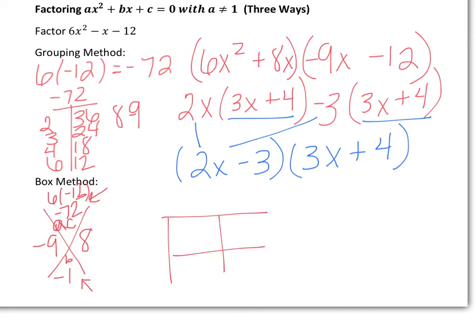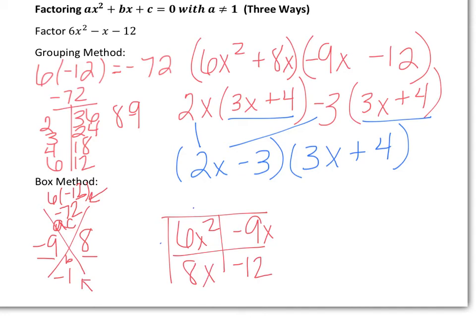And my factors are going to go on the sides. Well, my first term goes in the first box, 6x squared. Last term in the last box, -12. And these two that I came out with, my x terms, go in here, -9x and +8x. And then I just have to fill in the outsides.